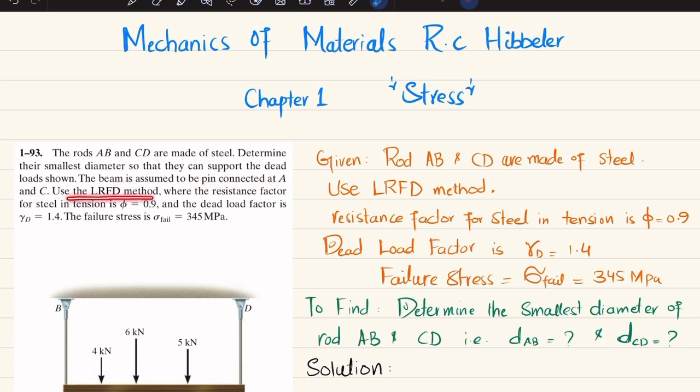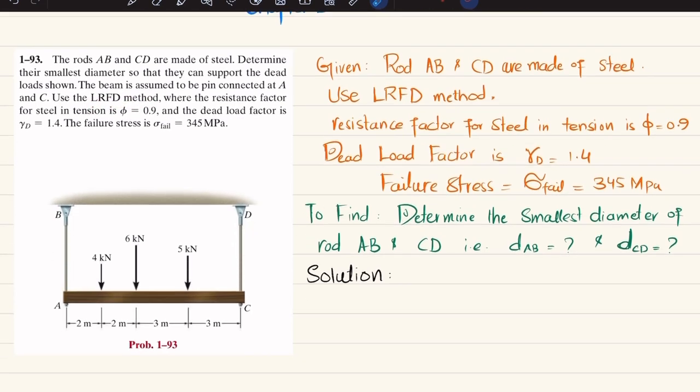Use the LRFD method, where the resistance factor for steel in tension is 0.9 and the dead load factor is 1.4. The failure stress is 345 megapascal. You can see this is beam AC, supported by two rods, AB and CD, made of steel. The dead load is shown over here. These are the pins supported at points A and C. Using the load and resistance factor design method, you have to calculate the diameter of rod AB and the diameter of rod CD. So let's start with the solution.